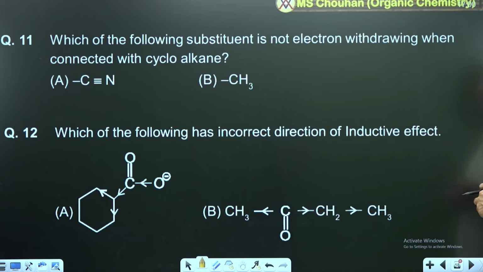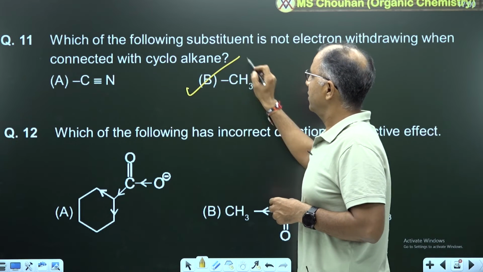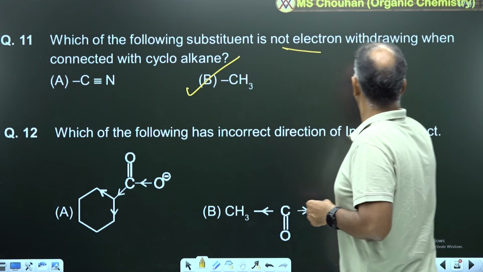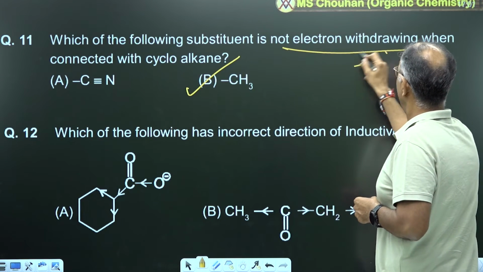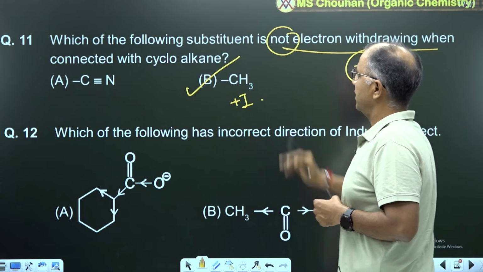Not electron withdrawing when connected with cycloalkane. What is your answer? B. Electron withdrawing group means minus I, not minus I, because it is plus I.